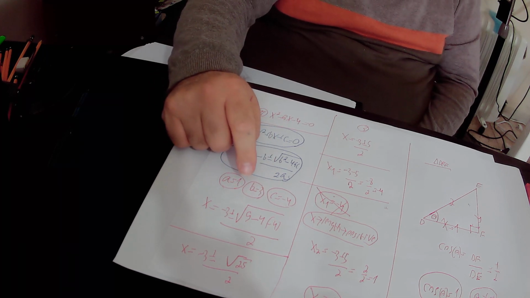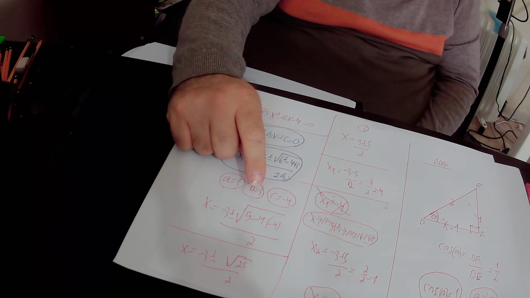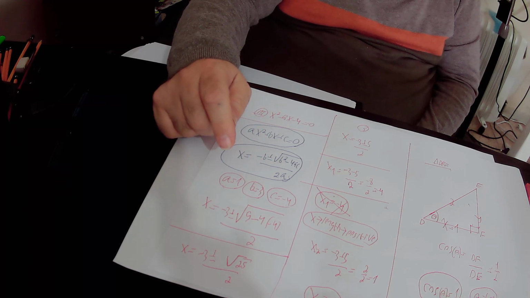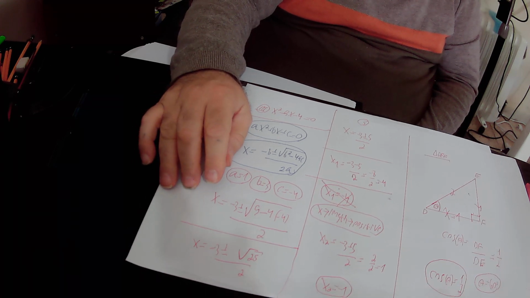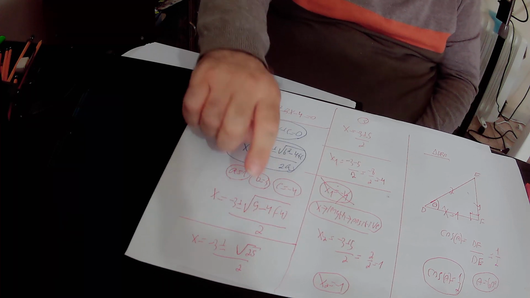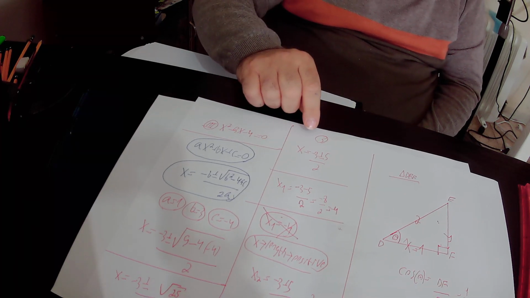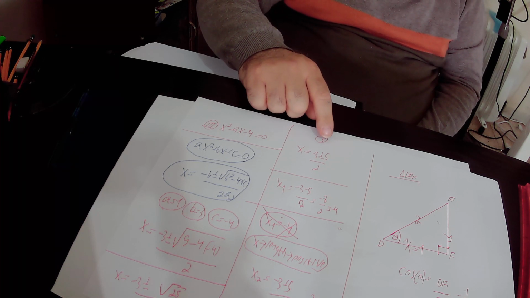And inside the root we have minus 4 times minus 4 is 16, and 16 plus 9 is 25. So in conclusion, we found out that x equals minus 3 plus minus square root of 25 over 2. The square root of 25 is 5. So x equals minus 3 plus minus 5 over 2.